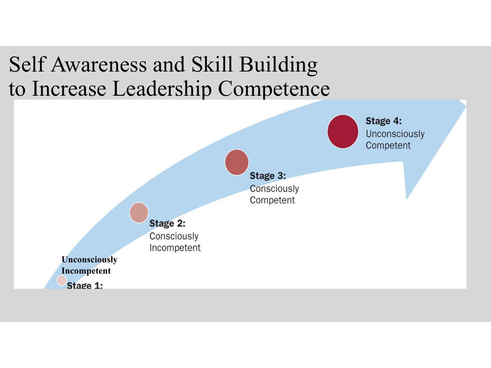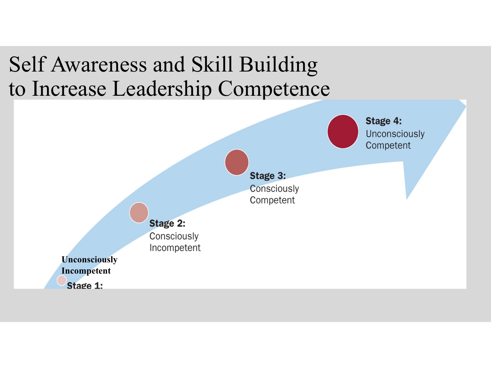So when we become self-aware and we're skill building to increase leadership competence, we start off on a journey, on a trajectory where we are unconsciously incompetent. Stage 1, we don't know what we're doing, but we really don't know that we don't know what we're doing. Unconsciously incompetent. At stage 2, we become consciously incompetent. We know that we don't know things, and we understand that we need to develop.